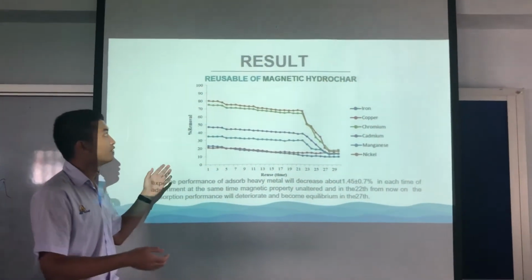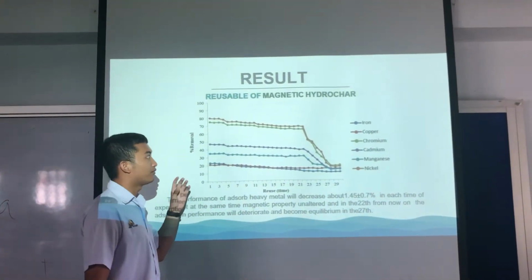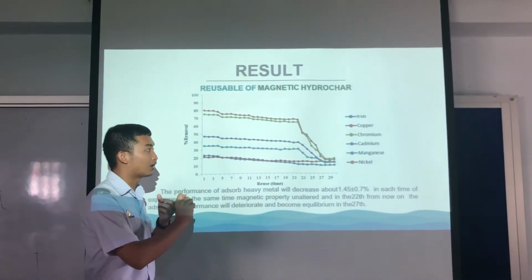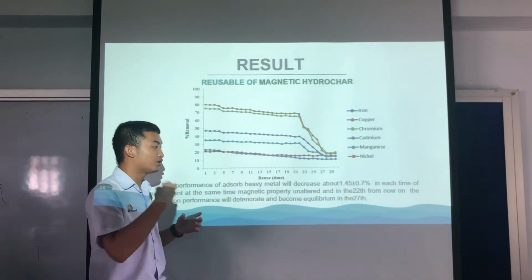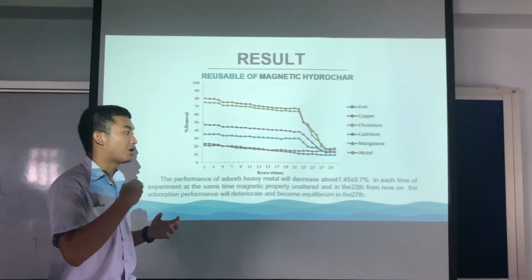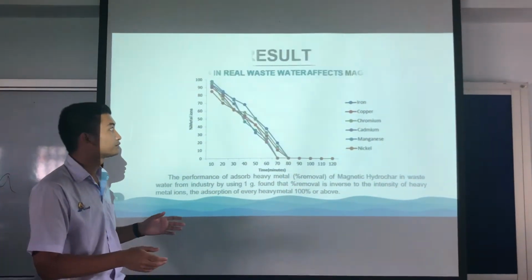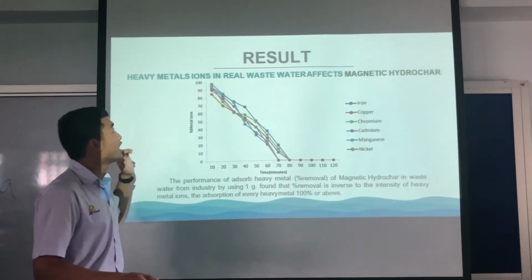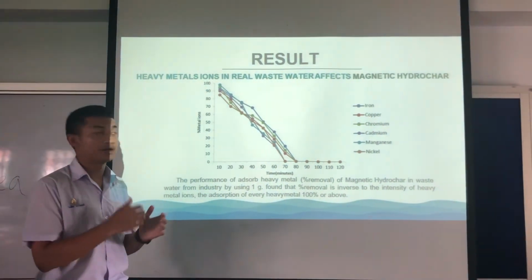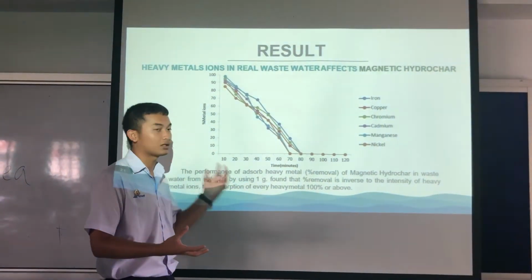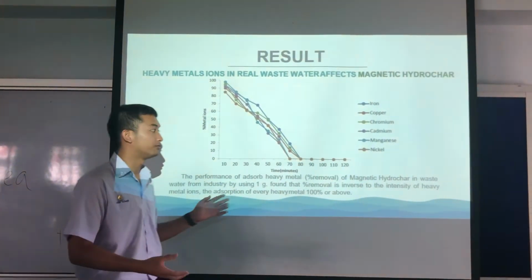Next we checked the reusability. We found that our magnetic hydrochar can be used effectively up to 22 times, but with every reuse, the performance decreases by about 1.45 plus or minus 0.7%. We also checked heavy metal ions in real wastewater from a metal-coating industry in Nakhon Si Thammarat, and we found that our magnetic hydrochar can adsorb all of the heavy metal ions at 100% or above.